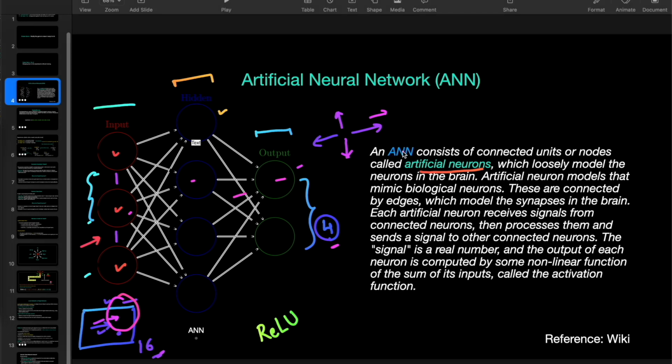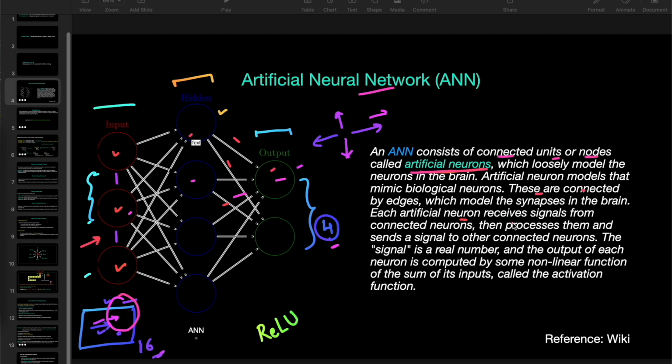Now let's quickly read what Wikipedia says about artificial neural networks. An ANN consists of connected units or nodes called artificial neurons, which loosely model the neurons in the brain. Artificial neurons are models that mimic biological neurons. These are connected by edges, which model the synapses in the brain.